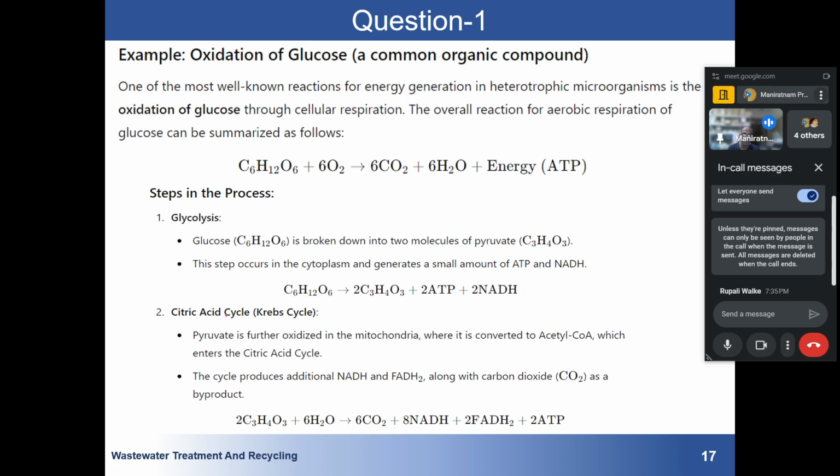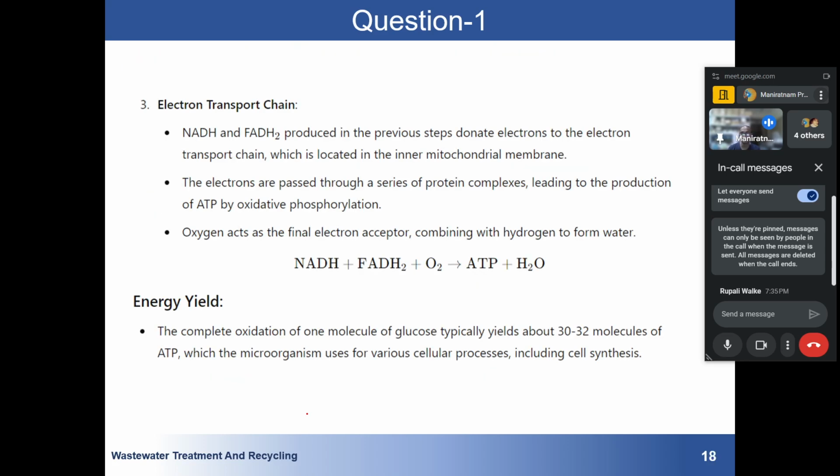The cycle produces additional NADH and FADH2 along with CO2 as a byproduct. So remember, at each step there is production of new energy packets. And finally we have the electron transport chain. The NADH and FADH2 produced in the Krebs cycle combine with O2 and finally produce ATP, that is a form of energy.